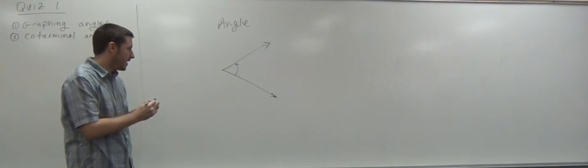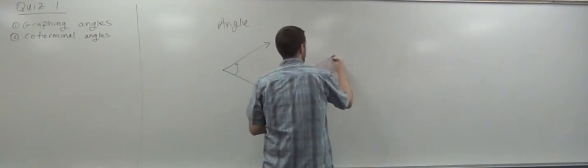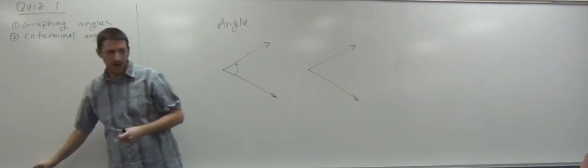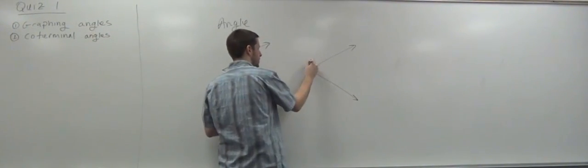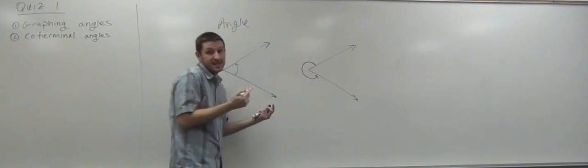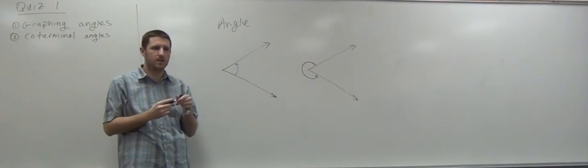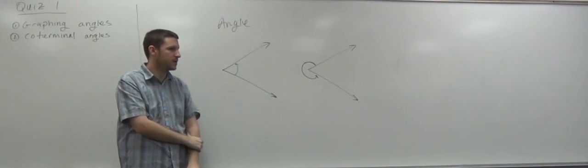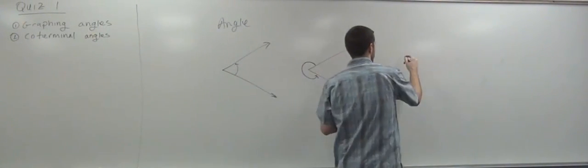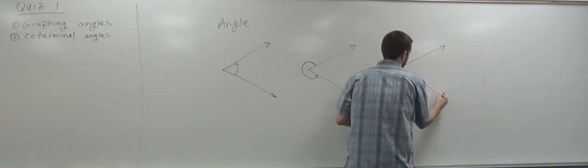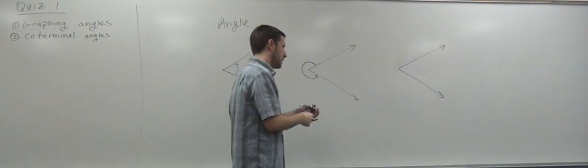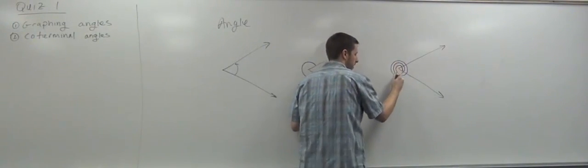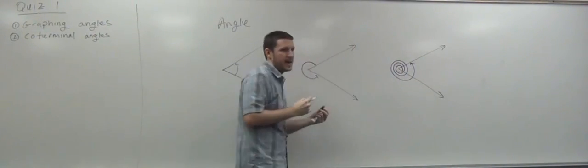If I draw the exact same 2 rays, but I put this rotation, that's a different angle. So with 2 rays, you can form a bunch of different angles. In fact, you can form an infinite number of angles between 2 rays, because you can go around and around and around, and that would be a different angle.